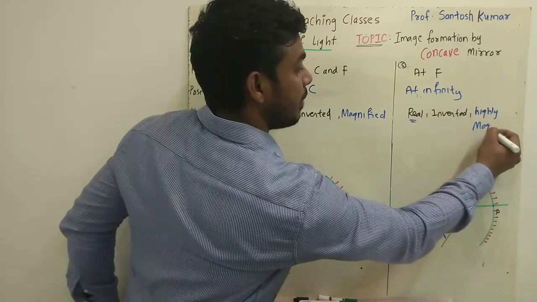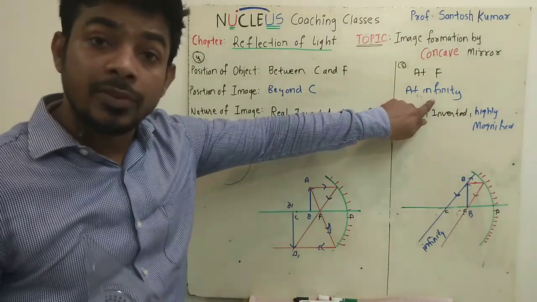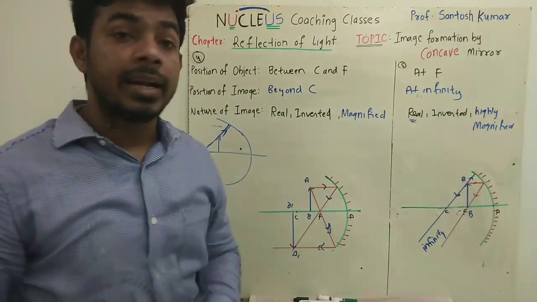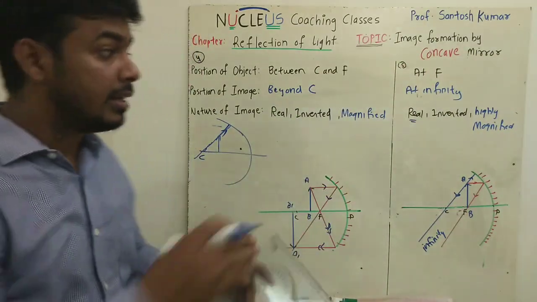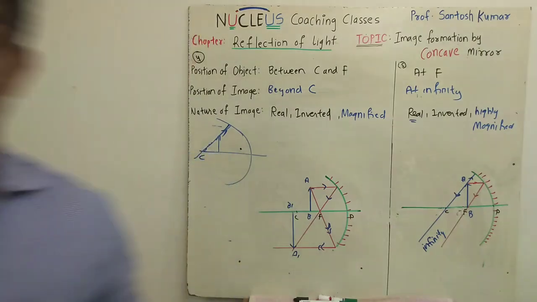highly magnified. If you can remember the case where the object was at infinity, where was the image formed? At F, and now the object is at F, so the image is formed at infinity. This is only due to the principle of reversibility of light.